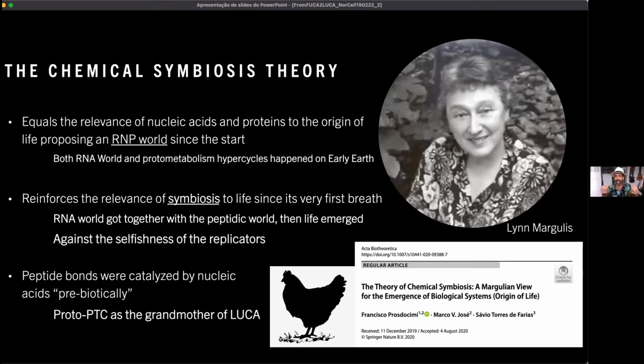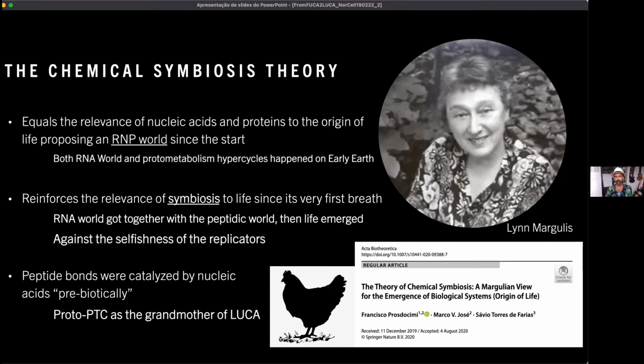Okay, just when they got together, at this time, when the PTC started to bind amino acids in the medium, okay, these were naked RNAs that were capable of binding amino acids, and the amino acids were much more abundant than the nucleic acids, because we know that they are created much more easily in prebiotic environments. Okay.